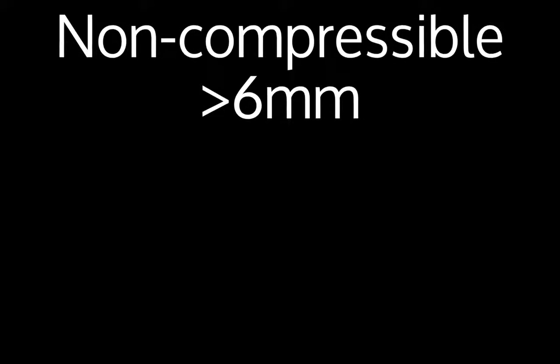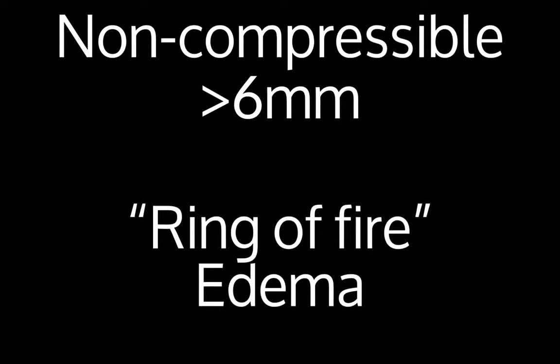So let's get into exactly how to diagnose an appendicitis. Your two main criteria are going to be a non-compressible tubular structure that is greater than 6 millimeters. A couple of other minor criteria is a ring of fire. That is when you put color Doppler and there's increased flow around that circular tubular structure, and surrounding edema.